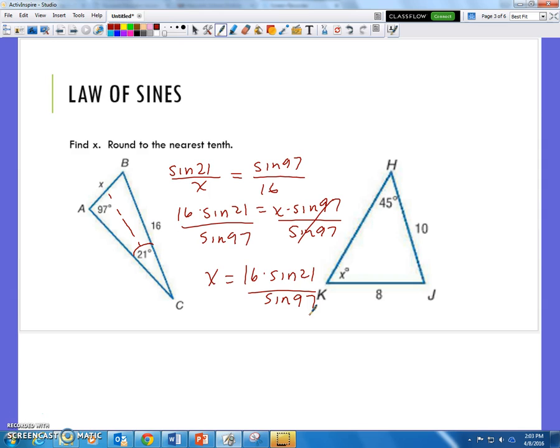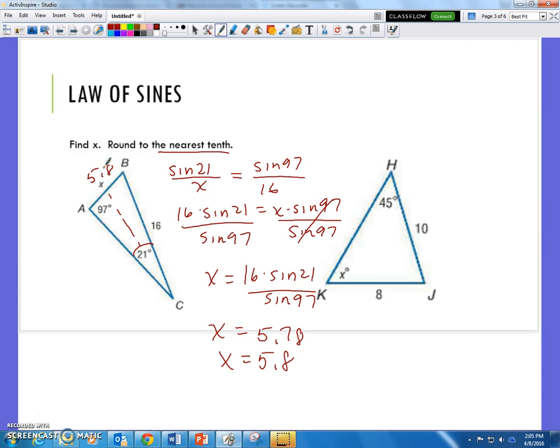Okay, I'm going to take 16 times the sine of 21, and then I'm going to divide that by the sine of 97. And it looks like I calculated that to be about 5.78. It does say round to the nearest tenth, so I should really follow directions. X equals 5.8.